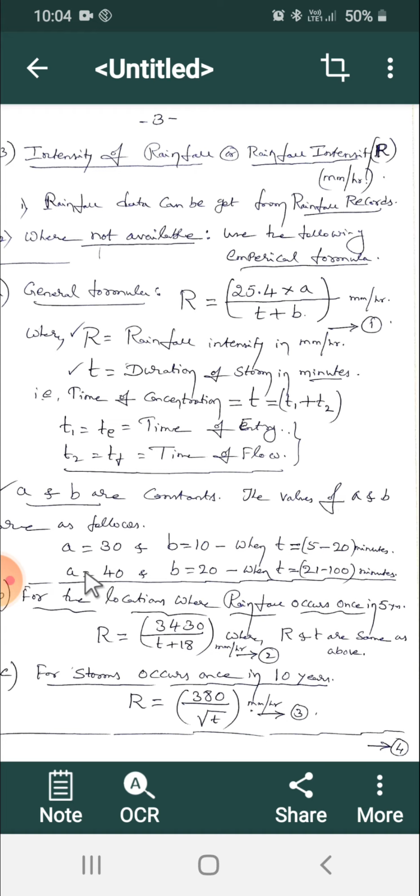Okay, see, A is equal to 40 and B is equal to 20 when T is equal to 21 to 100 minutes. When the time of concentration occurs in this period, then you use these two. When time is this much, then you use these two. Then you can use these values very beautifully. Usually time will be given in the examination. You have to use that and then find out the values of A and B.